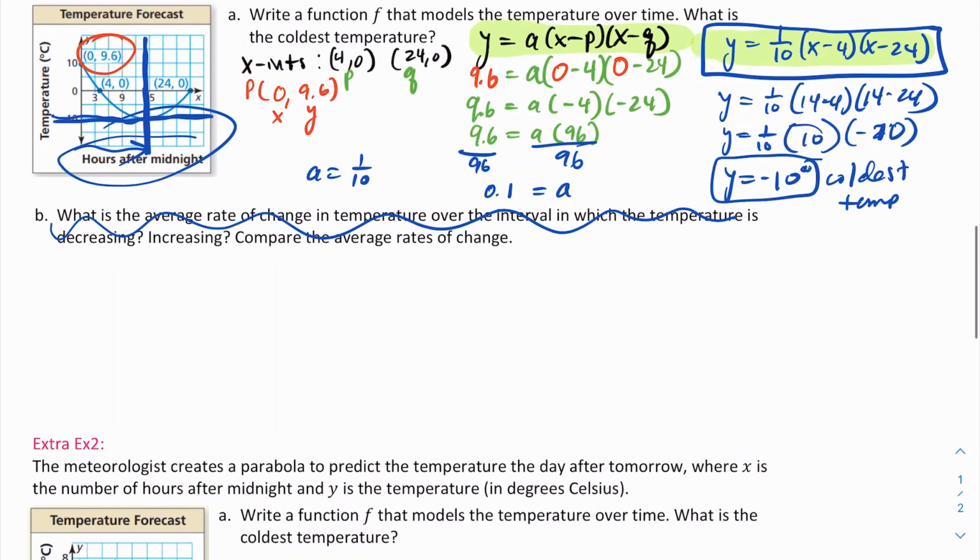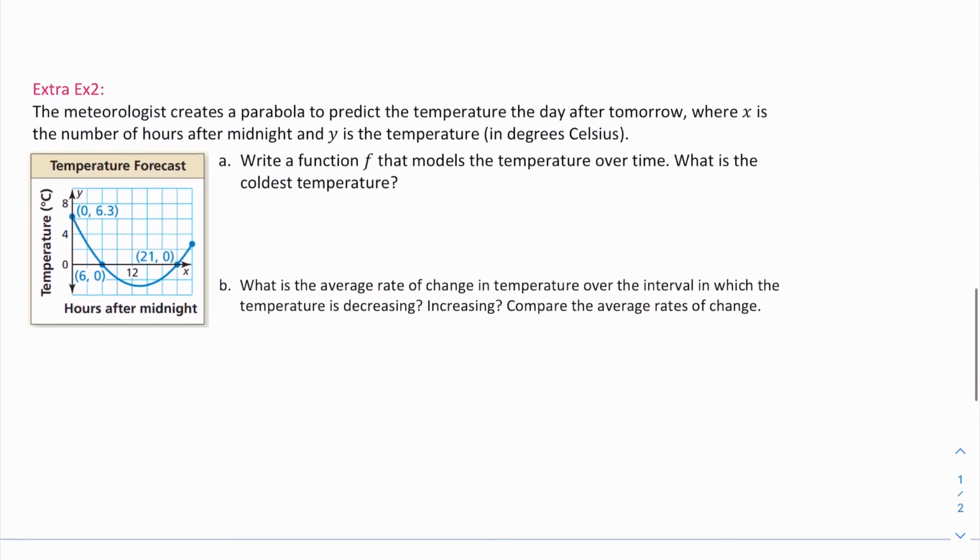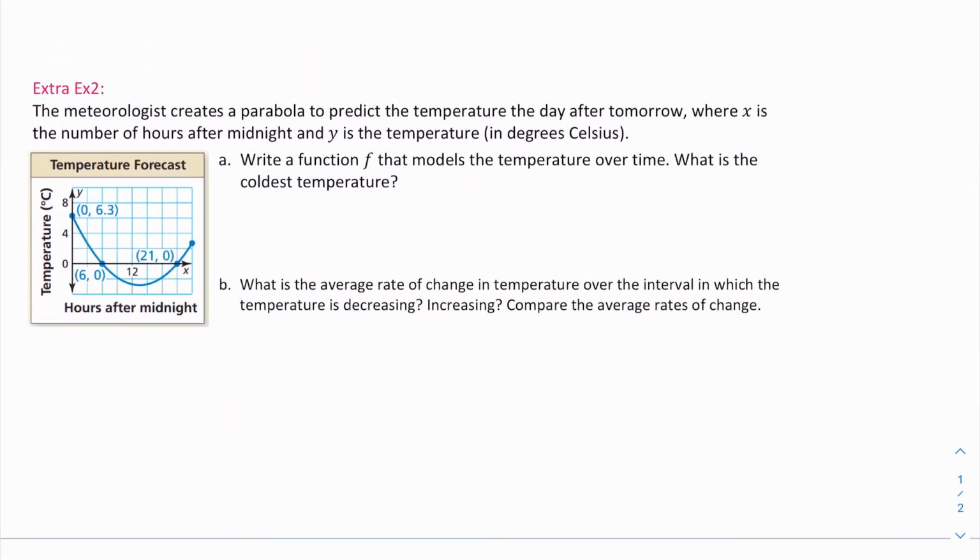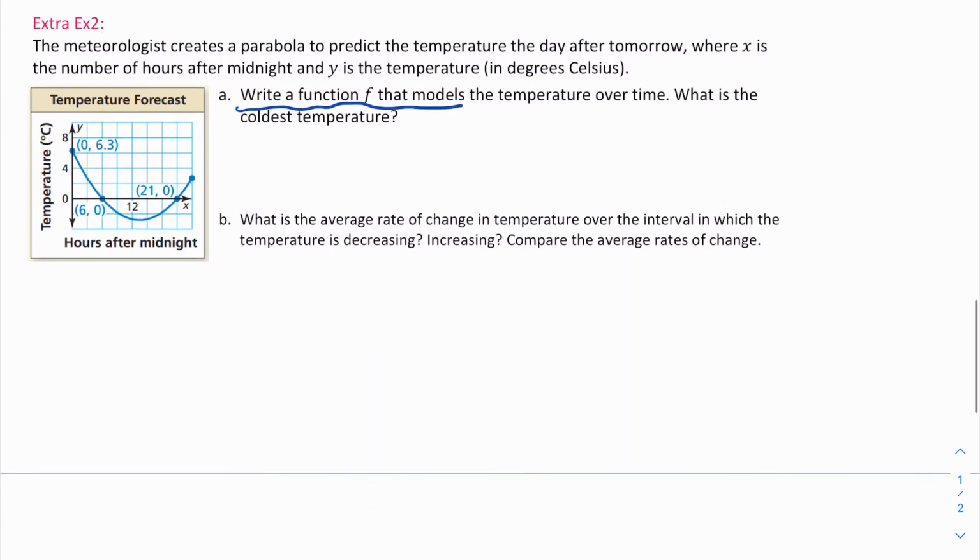Okay, so we're going to skip question B, and then we're going to go ahead and go to example 2. I just want you to write the function. That just means write the equation of this parabola that's here. And once again, they give you x-intercepts. Try to do the work on your own by pausing the video and come back to check your answers.